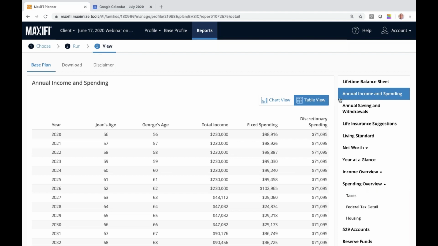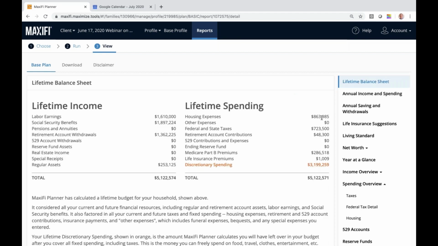So you can see here discretionary spending and fixed spending. So the discretionary spending is for the couple, and it's all the spending that's over and above spending you have to do on these things. On your housing, that's a fixed spending expenditure. Your taxes, federal and state, that's what we call fixed spending. Retirement account contributions, fixed spending. Medicare Part B premiums, fixed spending. Life insurance premiums, fixed spending.